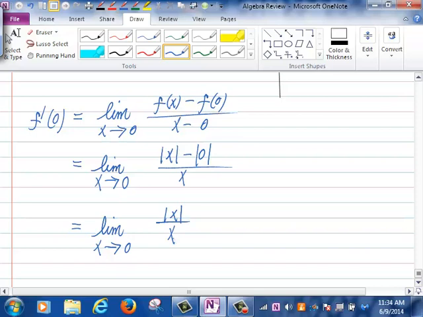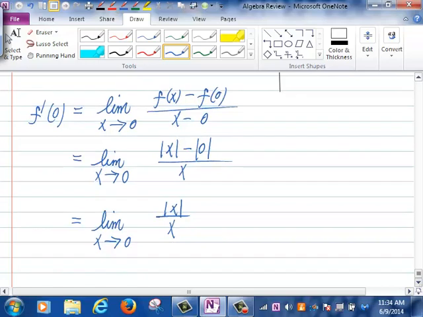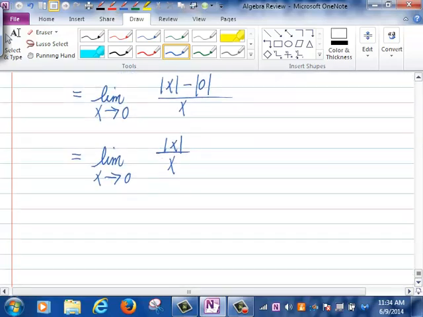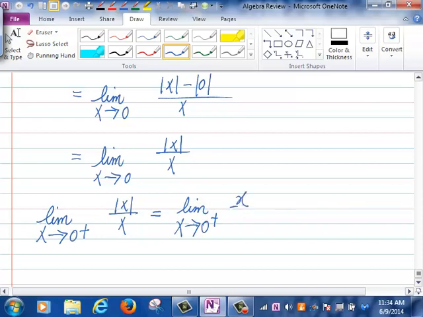So how do I compute this limit? Well, let's try to get rid of the absolute value. But in order to do that, what I have to do is look at the left-hand limit and the right-hand limit. So if I look at the limit as x goes to 0 from the right of absolute value of x over x, this is the limit as x goes to 0 from the right of x divided by x, which is what? What is this limit? x going to 0 from the right of 1, which is 1.